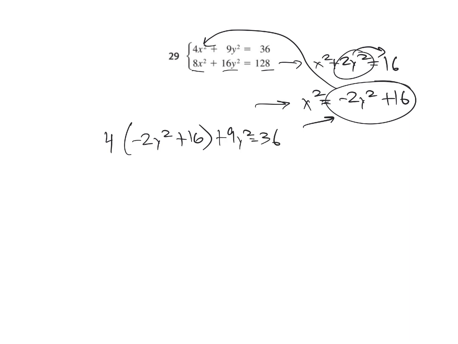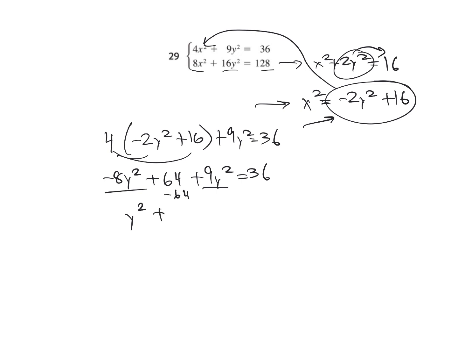And so we solve. Distribute. Negative 8y squared plus 64 plus 9y squared equals 36. Combine like terms, that's y squared. Let's subtract 64 to the right. And that will equal a negative 30. And we can't take the square root of a negative value. So, no solution.